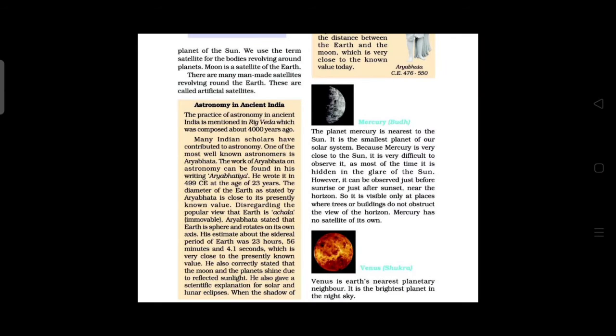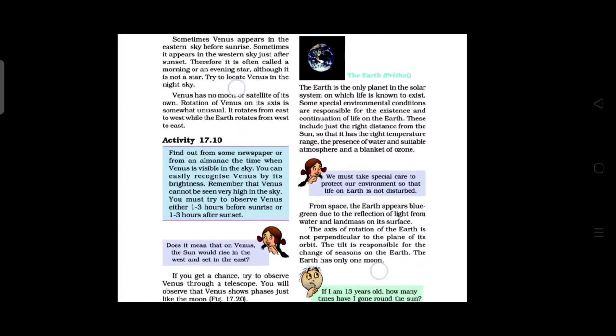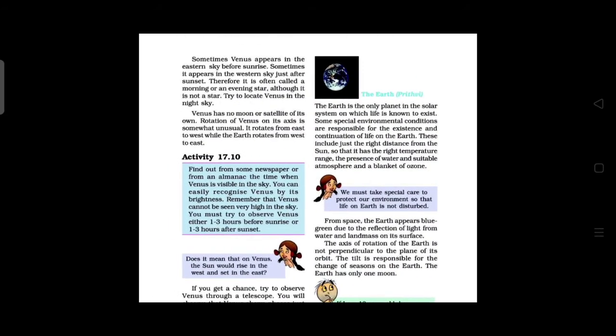Then about Venus. Shukra. Venus is the Earth's nearest planet and also neighbor planet. It is the brightest planet in the night sky.